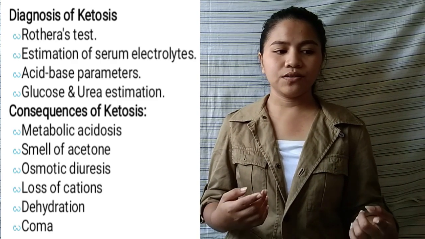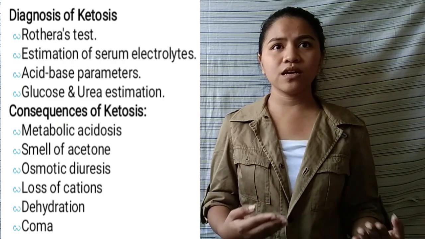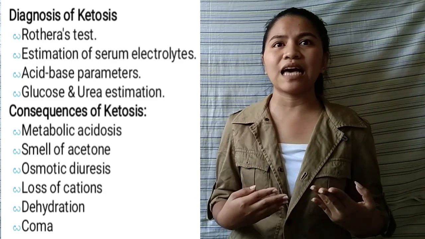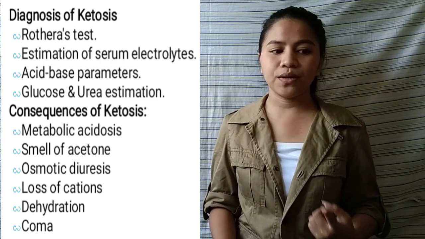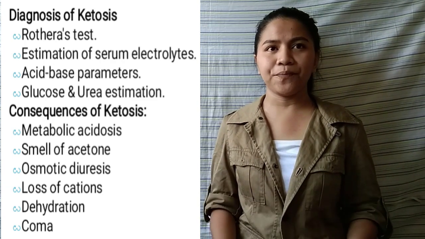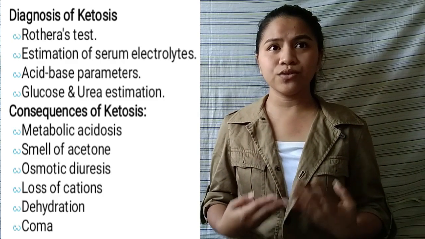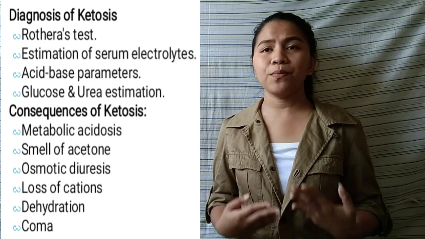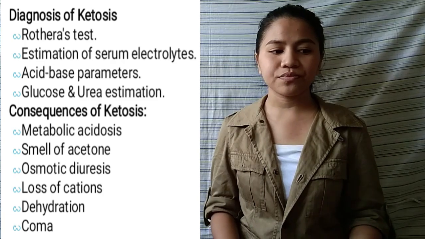We have the fourth, metabolic acidosis. A metabolic acidosis is caused by the excessive accumulation of beta-hydroxybutyrate and acetoacetate. Fifth, we have hyperkalemia. Acidosis results in the shift of potassium from intracellular to extracellular compartment.